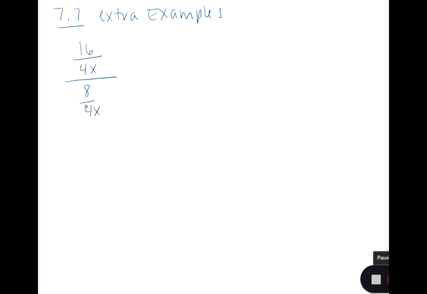One was the keep, change, flip, which only works when you have one fraction over another fraction. And then the other one is multiplying the top and the bottom by the LCD, the least common denominator. So for this one, because it's already in the form of one fraction over another fraction, we should just use the keep, change, flip, which is where you keep the numerator, change from division to multiplication, and flip your denominator.